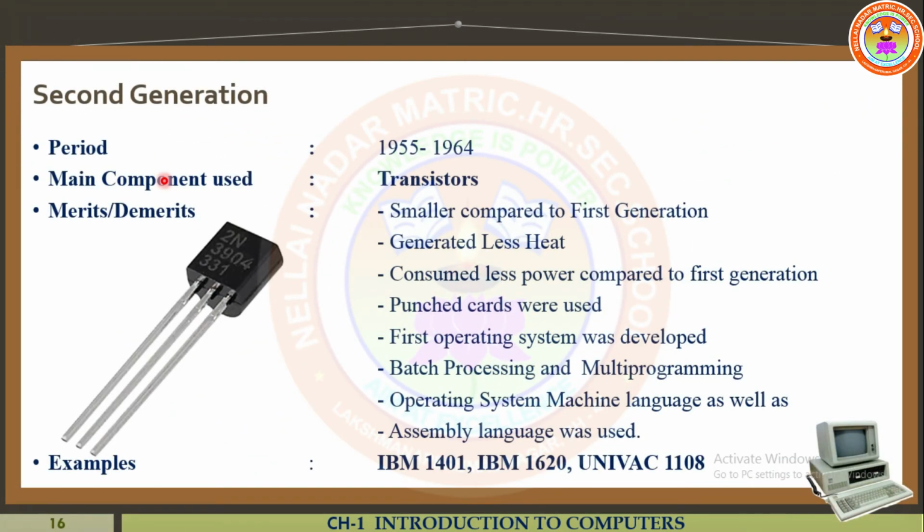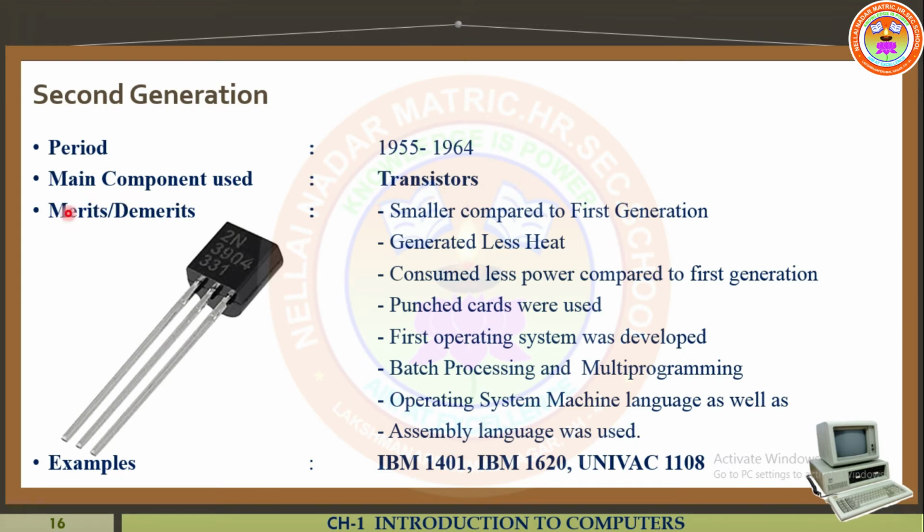Okay, right. Number 2, second generation. This second generation of computers was used in the years 1955 to 1964. The main component used was transistors. In the first generation, what main component did we use? Vacuum tubes. So instead of vacuum tubes, in the second generation we used transistors.